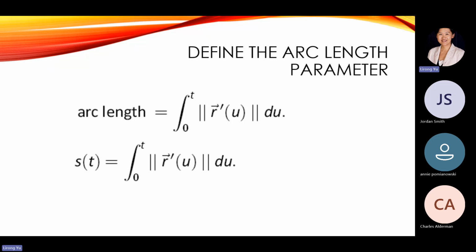Now we decide to represent that with the letter s. What it means is s is the distance that we travel from 0 to t. So s here becomes a new variable. How does it become a variable? It gives us the connection between the variable t and the variable s.